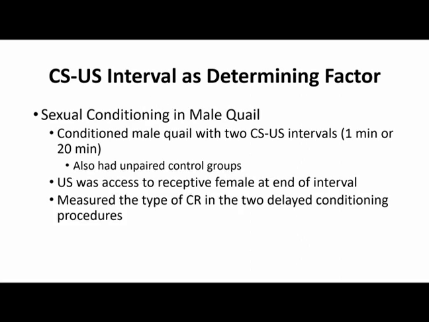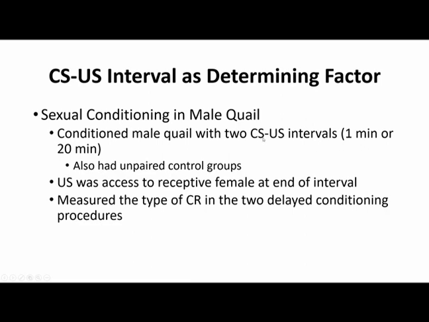And so we can come back to our sexual conditioning in male quail because, again, this is something that a lot of people have studied, and we can look at the length of intervals and how it affects sexual conditioning in these quail. So the experiment that we're going to be looking at was done by Jenkins in 2000. Basically, they had male quail who were given two different CS-US intervals.